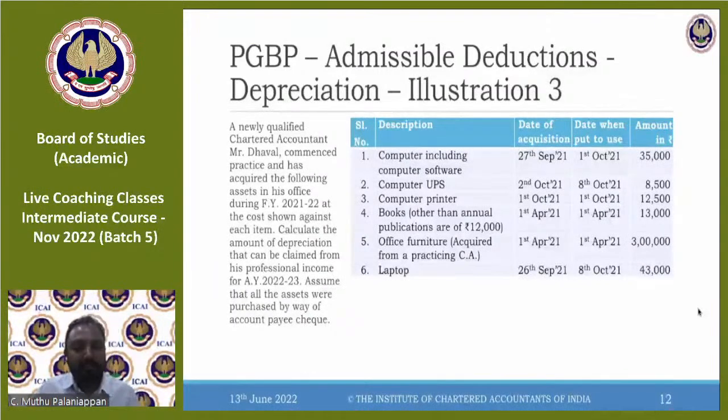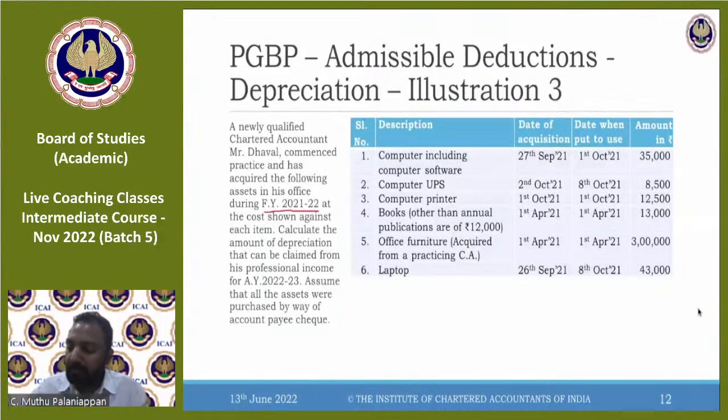We'll solve some illustration with this problem to understand this better. A newly qualified chartered accountant, Mr. Dawal, commenced practice and he has acquired the following assets in his office for financial year 21-22, that is previous year 21-22. Calculate the amount of depreciation.